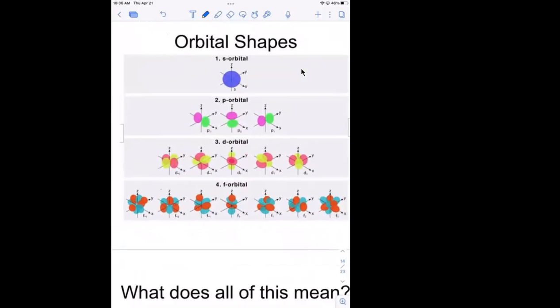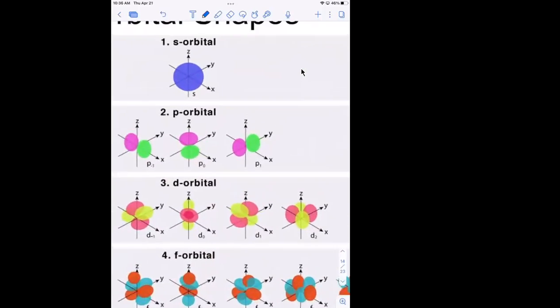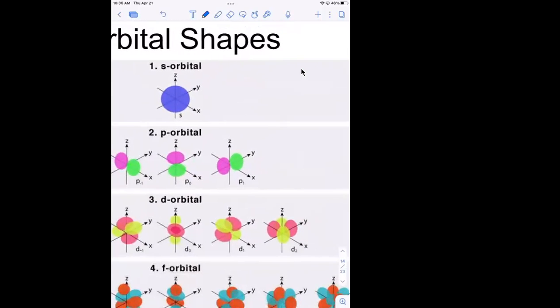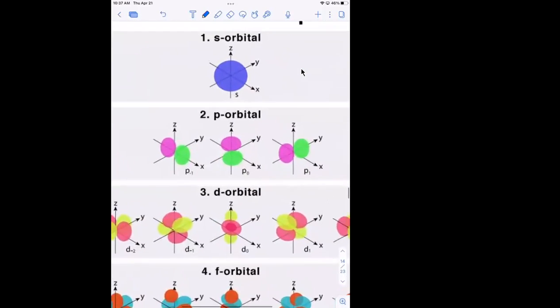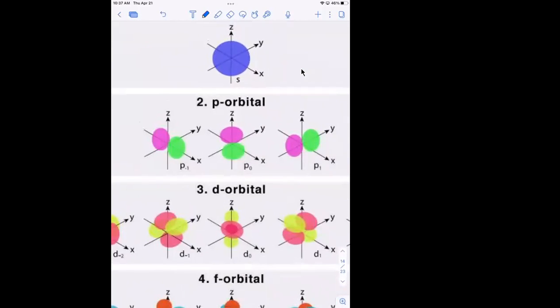Again, these are graphs. So that's why the axes are shown. The X, Y, and Z axes are shown. Notice for S, it's just a sphere, right? It's not in 3D, but it's actually 3D. It's a spherical shape. And then for the P, you actually have 3 P orbitals, PX, PY, and PZ. And you see here, PX is along the X-axis. I should have used a different color. PY is along the Y-axis. And then PZ is here on the Z-axis.